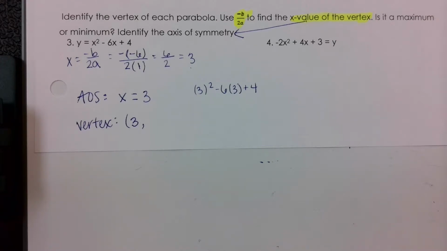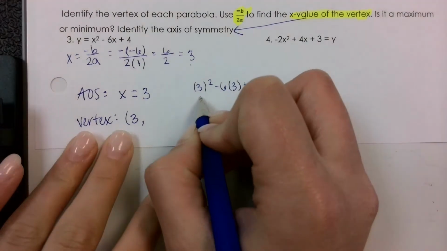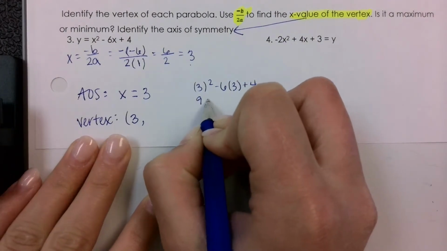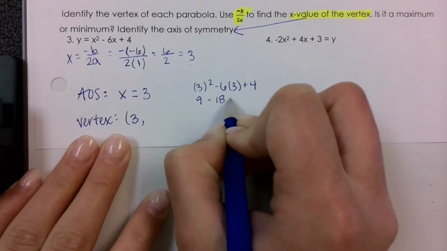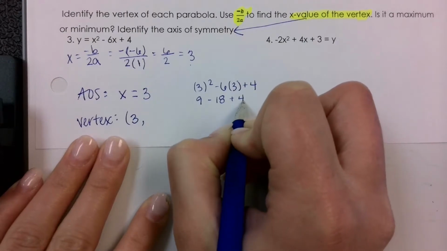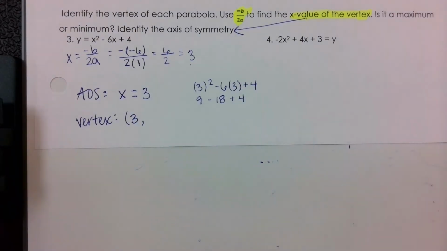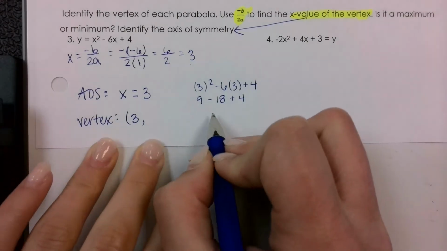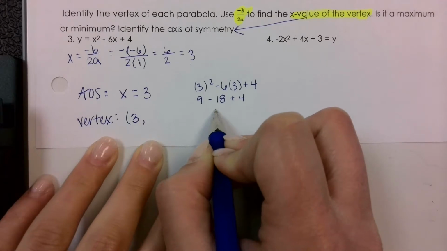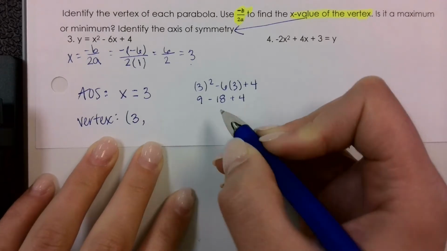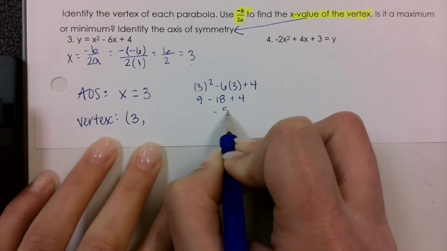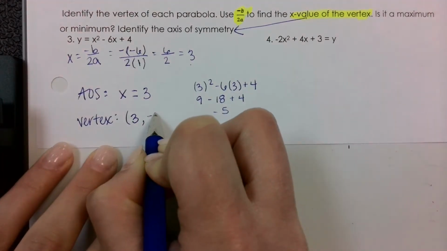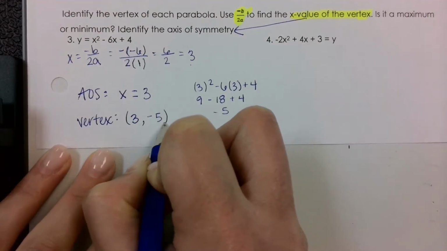So what is 3 squared? 9. What is negative 6 times 3? And plus 4. So what is 9 minus 18? Negative 9, plus 4. Negative 9 plus 4 gives you negative 5. So that's the y value at our vertex, negative 5.